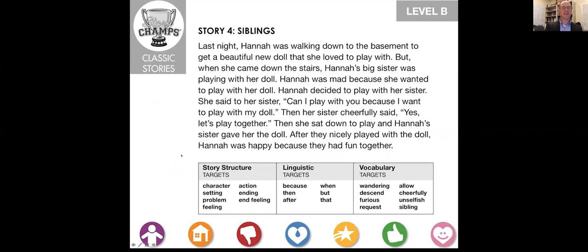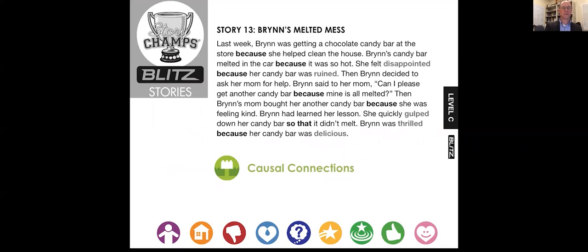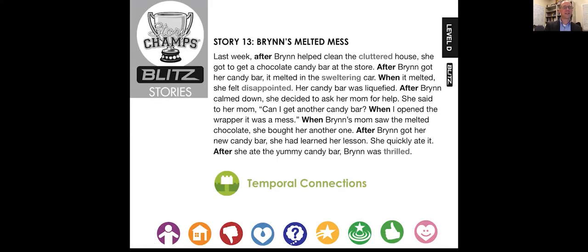Here's a level B story. Things start getting more complex when your students are ready to expand their language and the complexity of the story grammar. You'll introduce them to level B. And level C, which focuses on causal words. You can see here that because is embedded throughout all of the stories. Here you have temporal connections, after and when.